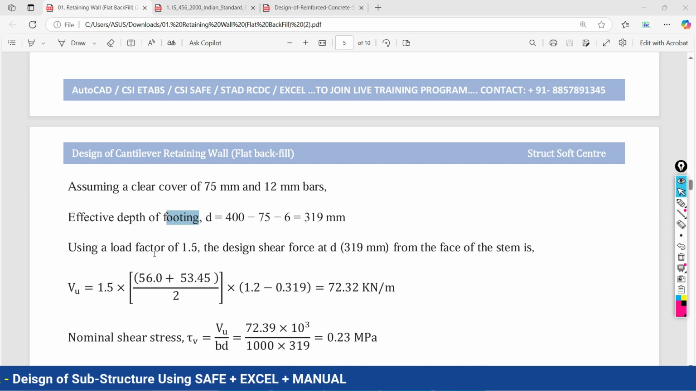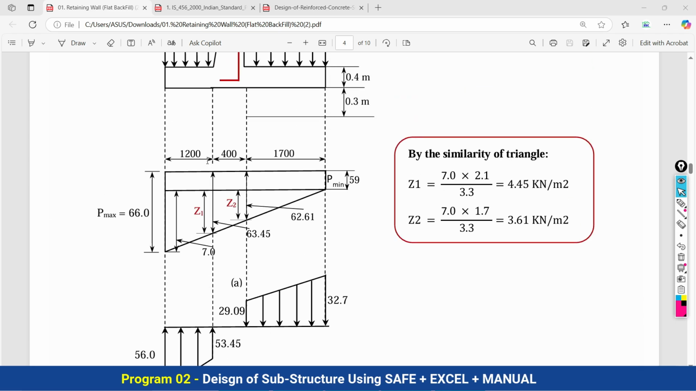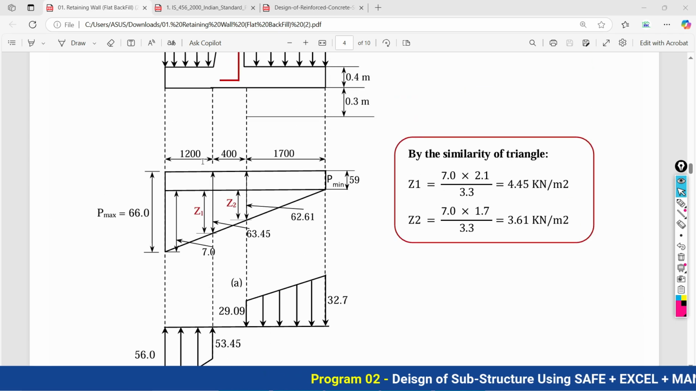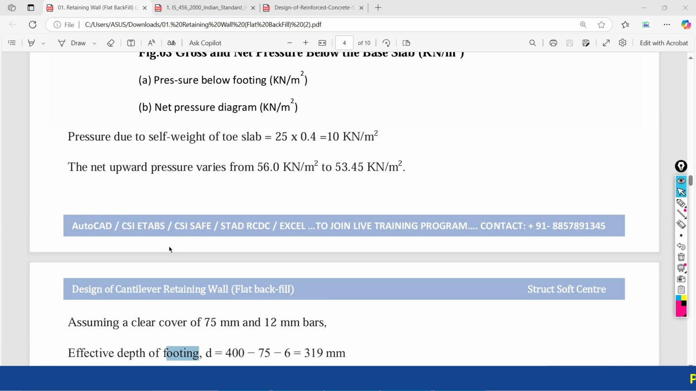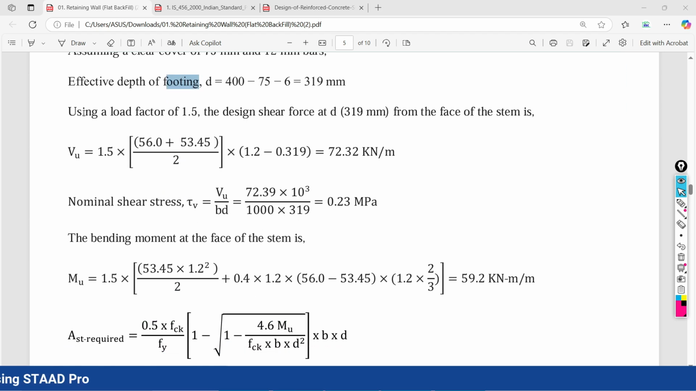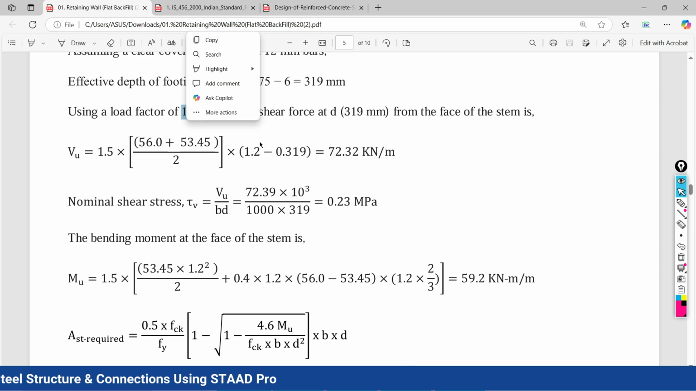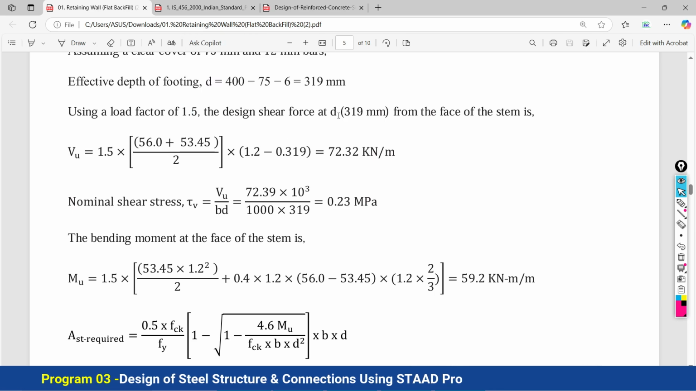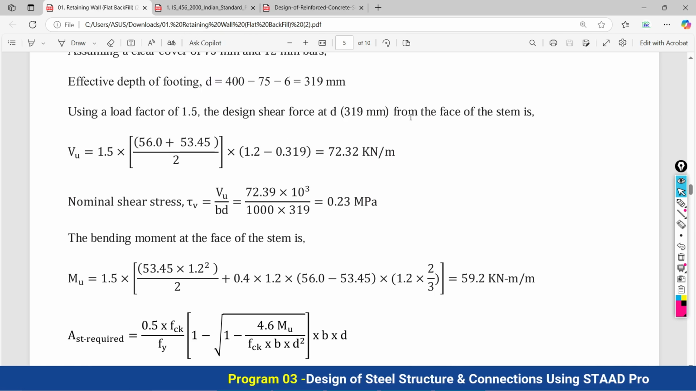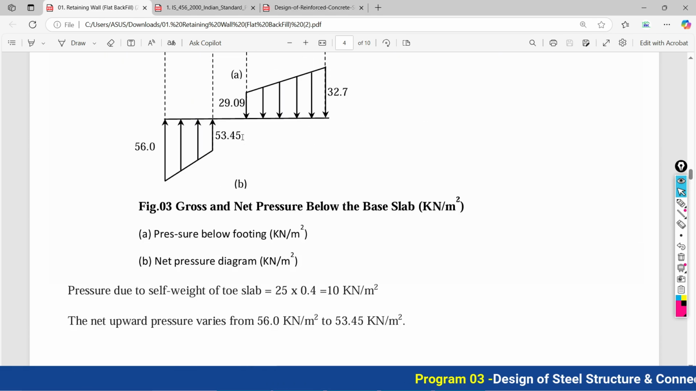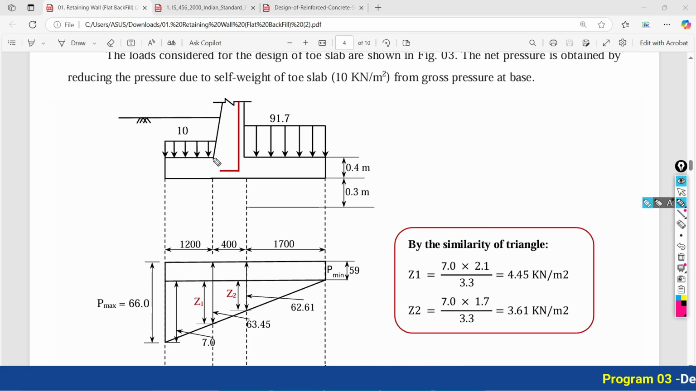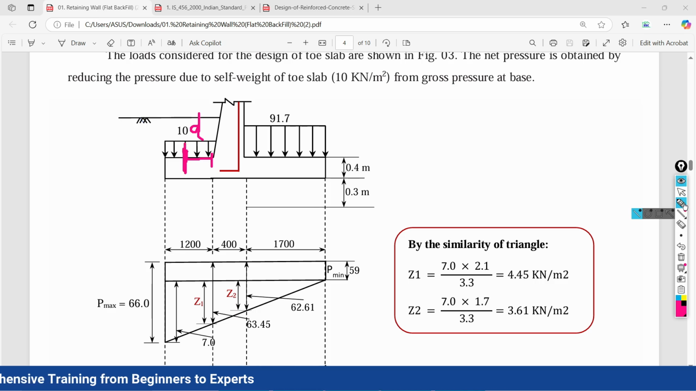Thereafter, as all this calculation we have done on the service side, means there is no factor we have considered over the load. But when you come to do the design, you have to multiply your values with 1.5. So using the load factor of 1.5, the design shear force at a distance of d, 319 mm from the face of the stem. From the face of the stem, what shear force is going to be developed at a distance of d, that is called the one way shear check.